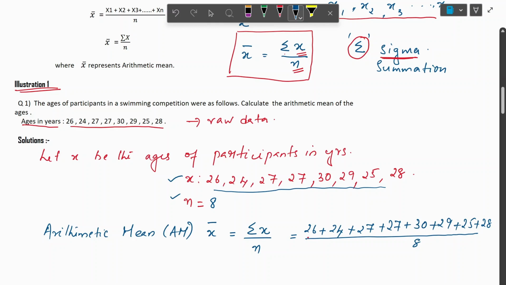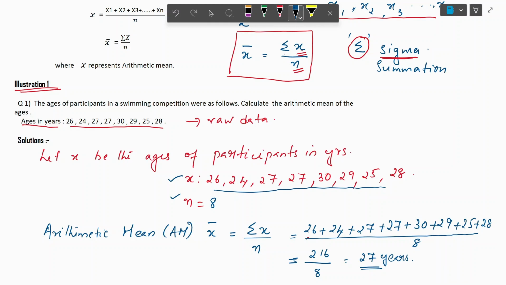Therefore, the next step, that is equal to 216 divided by 8. The answer is equal to 27. That means here the answer for arithmetic mean for these ages in years is equal to 27. That is 27 years. This is the average or the arithmetic mean of the ages of this participant.